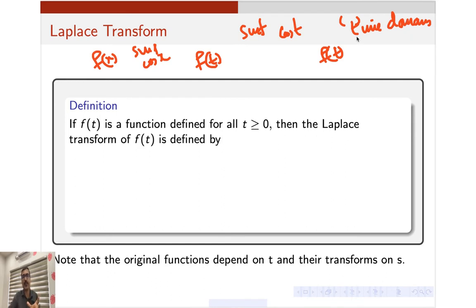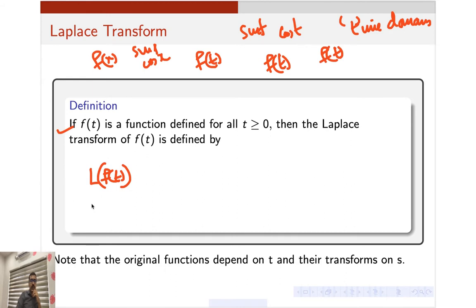So because of that convention, I will be taking the function as f of t instead of f of x. Okay, so I will be considering the function as f of t. So let f of t be a function defined for all t greater than or equal to 0. Then you will write the Laplace transform as L of f of t. Okay, so this is the notation, L of f of t.